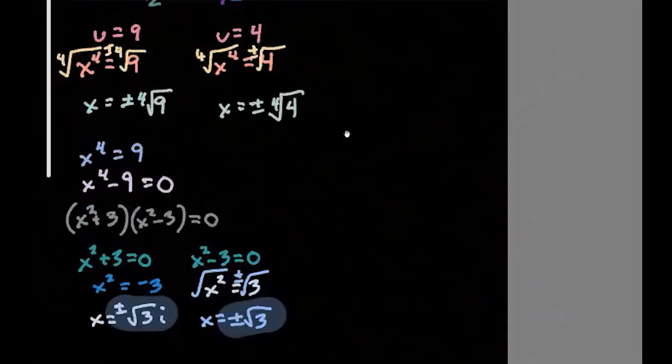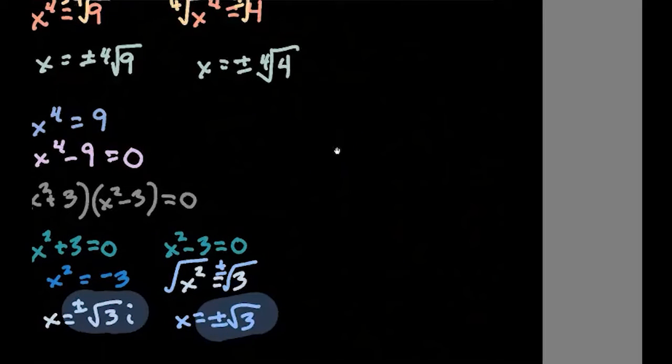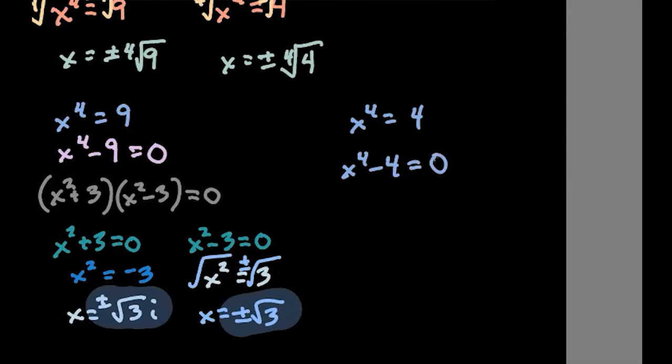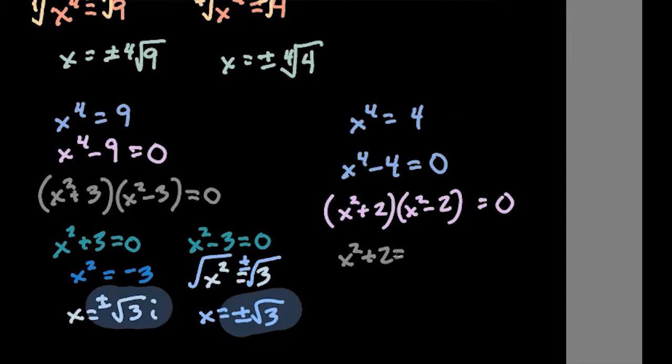So the other one was x to the fourth is equal to 4. So I'm going to do the exact same thing that I just did here. So we have x to the fourth is equal to 4. I'm going to say x to the fourth minus 4 is equal to 0. Okay, I'm going to factor this to be x squared plus 2 and x squared minus 2. So it's really similar to the other one we did, only it's 2 instead of 3. Okay, we're going to solve this out. We have x squared plus 2 equals 0 and x squared minus 2 equals 0.